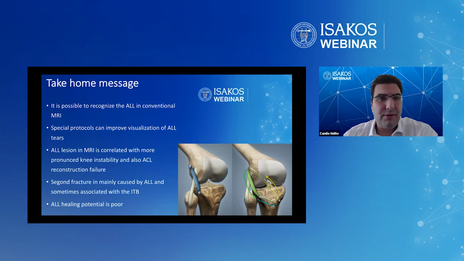So as a conclusion, of course, it's possible to recognize the ALL in conventional MRI. Special protocols can improve visualization if we are in doubt. Maybe we can select the patients in which we are doing that. An ALL lesion in MRI is correlated with more pronounced knee instability and also ACL reconstruction failure. So we have to be careful with that. And the ALL healing so far is quite poor.